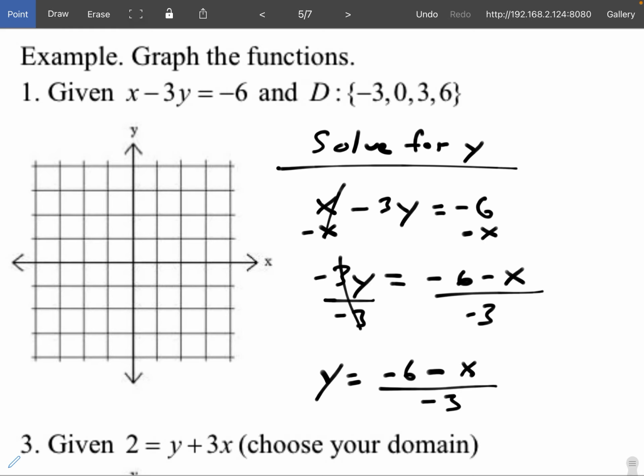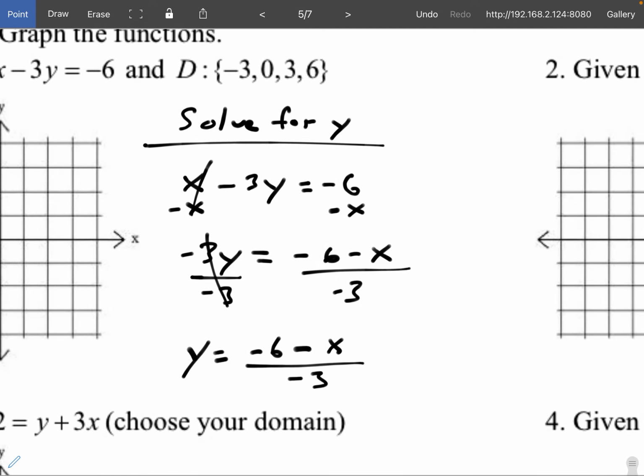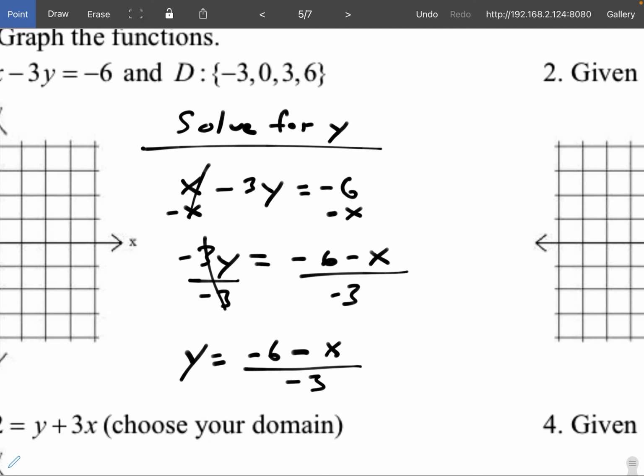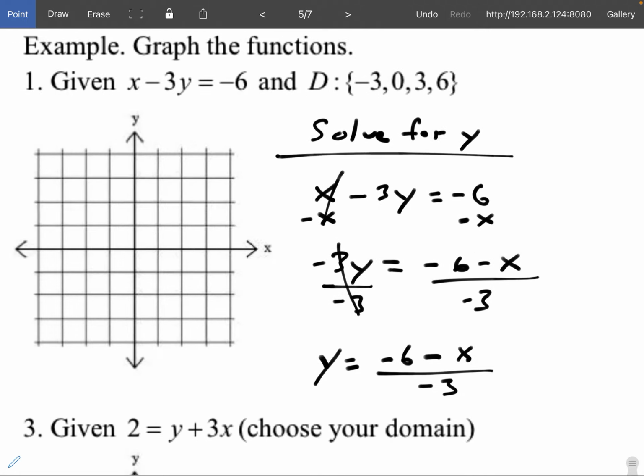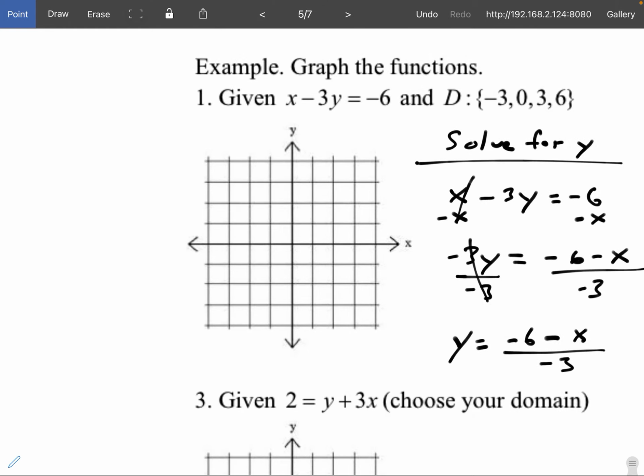All right, and then they give us our domain values. Do you see that? They're giving us our inputs, or our x's, right here. That's all we have, those 4. So when we set this up now, we're just going to graph 4 points. We're not going to connect them. All right, just 4 discrete points.